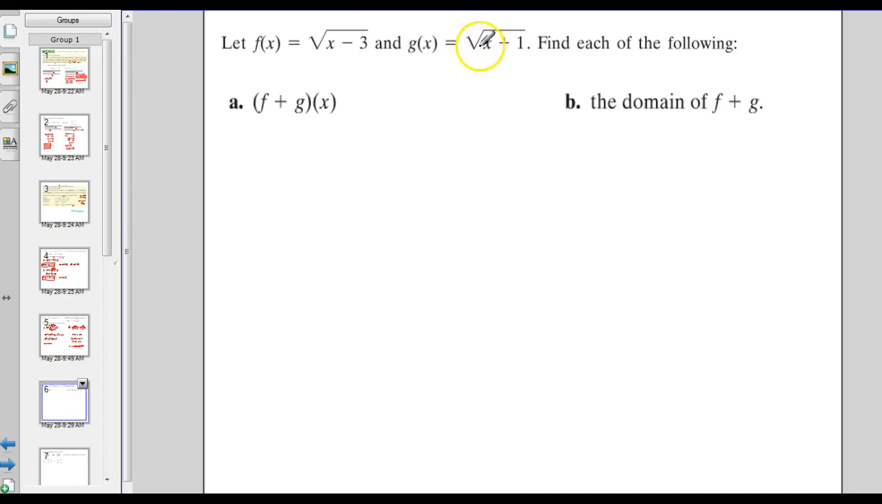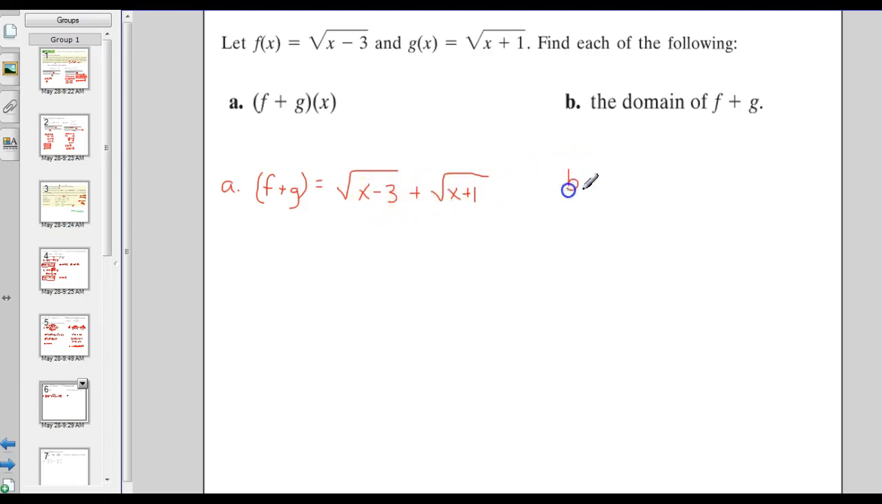These two functions have square roots, so they do have restrictions. All I can say for their addition is add them together. So f plus g is equal to the square root of x minus 3 plus the square root of x plus 1. That's all I can write. I can't do anything other than just put a plus sign between these two things because you can't add underneath a radical. Okay, so there's the function.